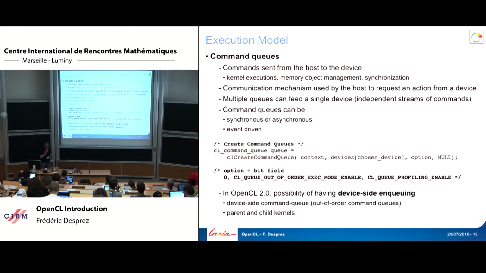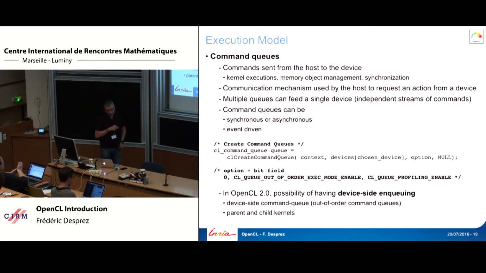So command queues are a very important part of OpenCL. It's a way of interacting between the host and the devices. You send commands from the host to the device to run applications and kernels. It's about kernel execution, memory management, and synchronization between all these kernels. So it's a communication mechanism to interact between the host and the device to ask for actions on the device.